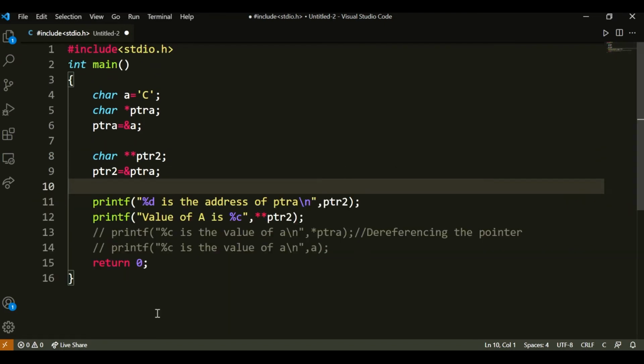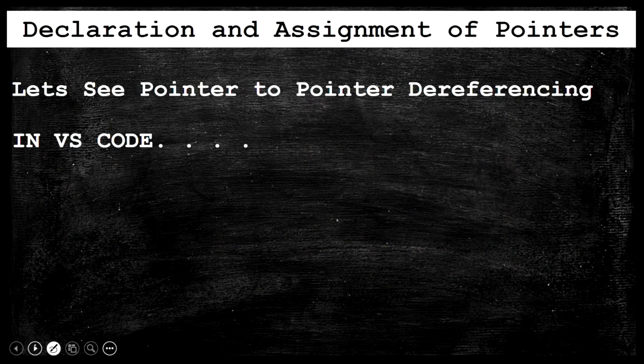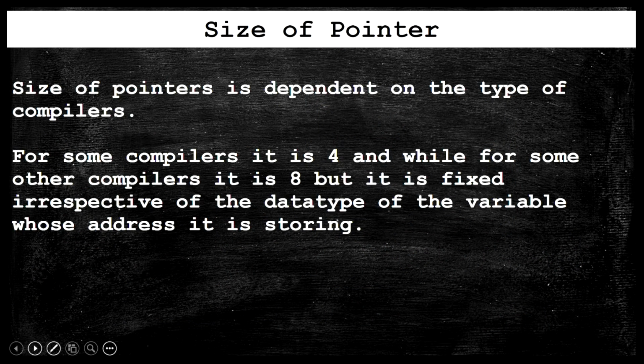We will implement this in our code, in our practice part. Let's go back to theory now. So we learned about dereferencing pointer to pointer. Now there comes an obvious question: what is the size of pointer? If we consider a pointer storing some data in the memory, how many bytes of allocation does a pointer take?